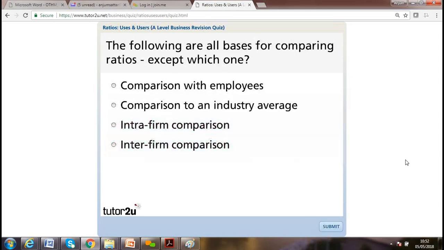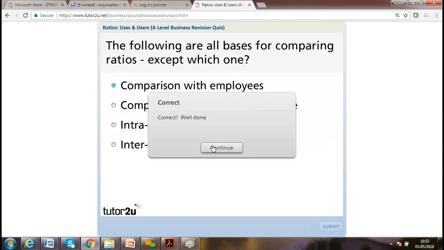And which of the following are bases for comparing ratios, except which one? I don't get this question. The following are the bases for comparing ratios except which one? All others are, which one is not? Basis for comparing ratios. Comparison with maybe employees? Not sure. Well, that's correct, yes, because all the others are intra-company.